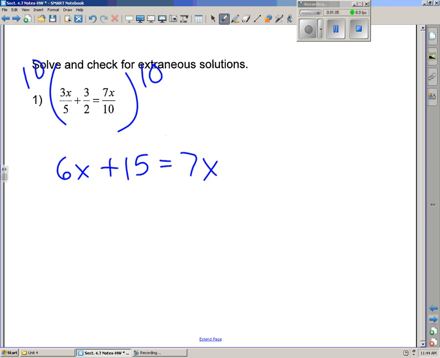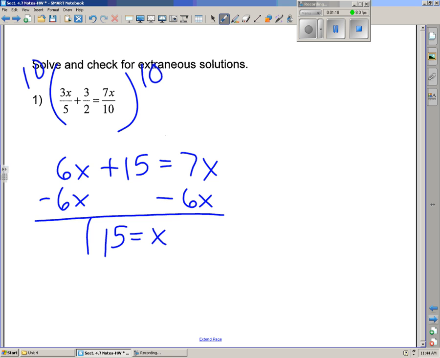So now you have no more fractions. What's great here is you've got a regular linear equation. You can subtract 6x on both sides, and then you get 15 equals x. This is your final answer because if you look at all your denominators, there are no variables down here. So because there are no variables, there's no way to have any extraneous solutions.